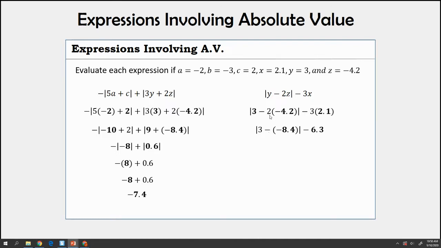So I brought the minus sign down, treated that like a positive 2 times negative 4.2. On the outside, I did 3 times 2.1, minus 6.3. Now minus a negative inside my absolute value is going to be plus. So this is going to be 3 plus 8.4, absolute value, minus 6.3. The absolute value of that, we're going to add those two together. So I get 11.4, absolute value, minus 6.3. Absolute value of that is 11.4. And subtracting it out, I get 5.1. So there's my solution to that one.